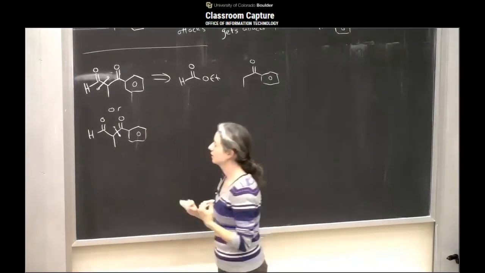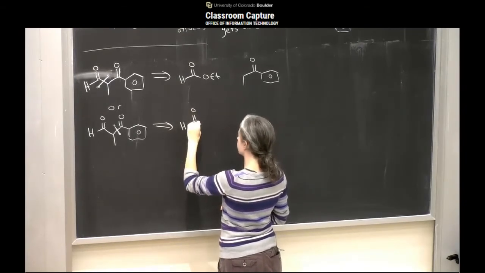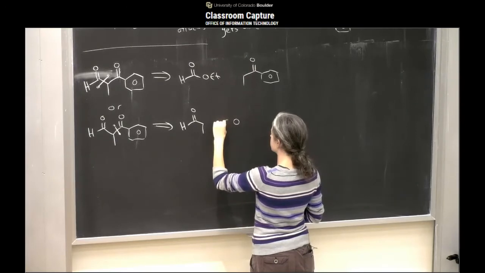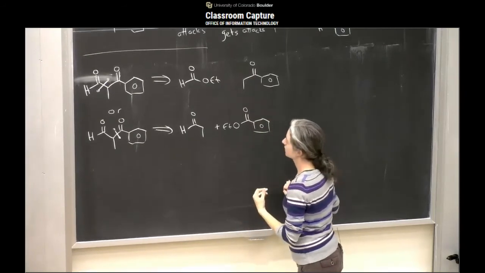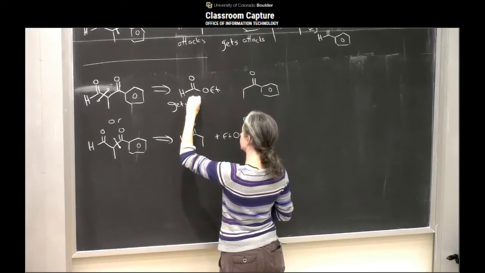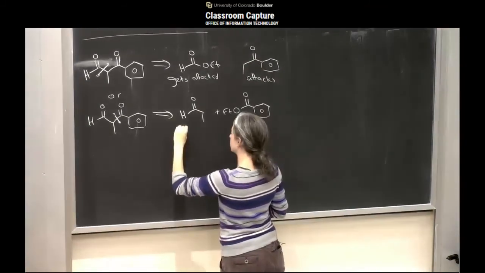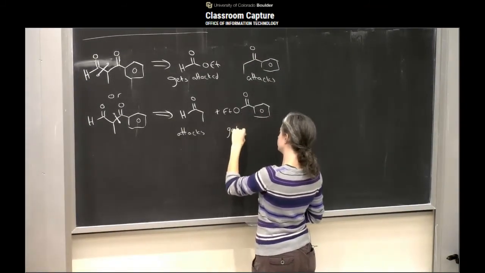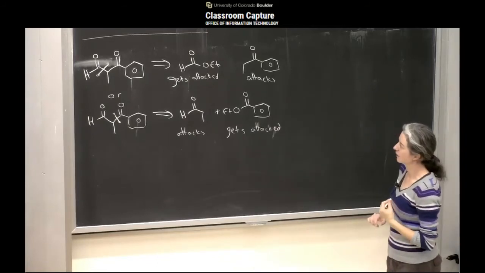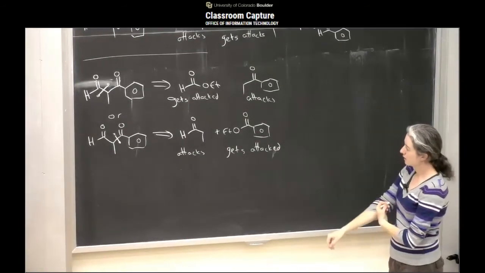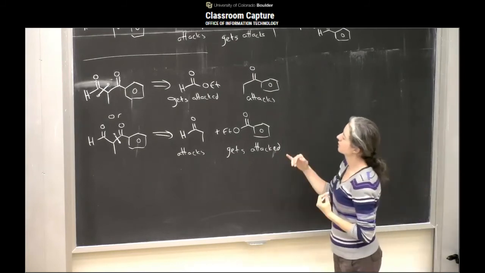Or I could just as easily try putting the disconnect here, which would come from this one doing the attack and a 1 more oxygen having version of the right side getting attacked. So okay, that's my 2 different options for who does what here. Looking at these, that was a lucky choice of starting material.